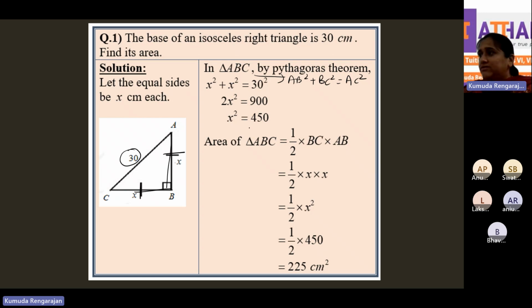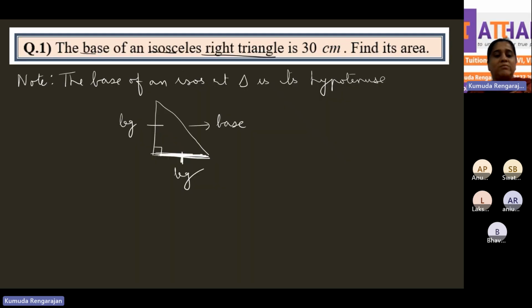I have not found X because we don't want X. The question is to find the area, not the sides of the triangle. So you stop there. Now, how do you find the area of this triangle? Half base into height. Half into base BC into altitude AB. So half into X into X. So half into X square, and the value of X square is 450. So 225 centimeters square is the area of the given triangle. Understand? Please write on the question, make a note of this, and then take the answer.